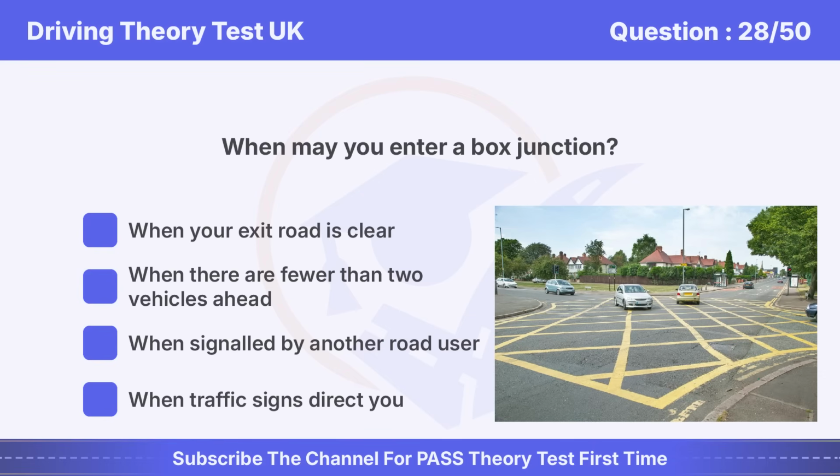Question 28. When may you enter a box junction? Option A. When your exit road is clear. B. When there are fewer than 2 vehicles ahead. C. When signaled by another road user. D. When traffic signs direct you.